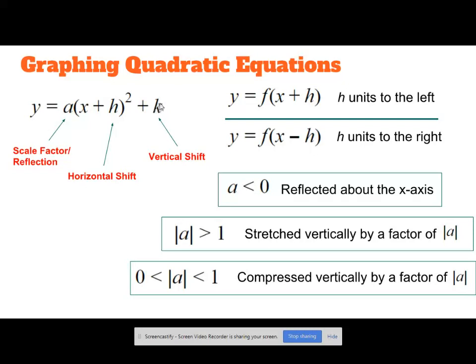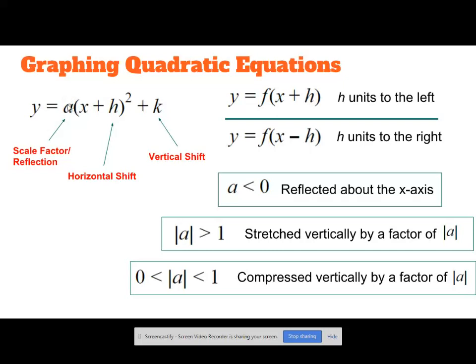When you had this quadratic equation, the plus k here at the end gave us our vertical shift, up or down. The plus h within the parentheses with the squared gave us the horizontal shift. And remember, it was the opposite of what you would think. If it was x plus h, you went to the left. If it was x minus h, you went to the right. And so it's the opposite of the way you might think.